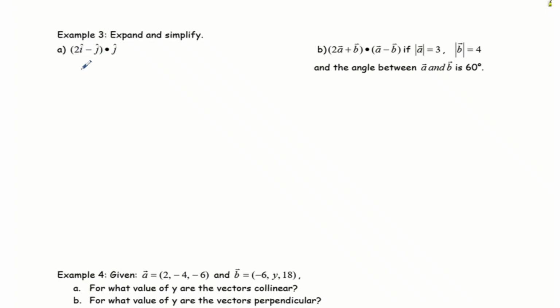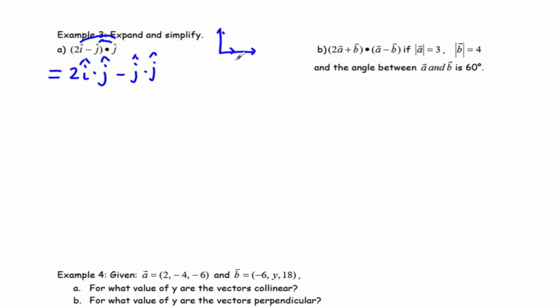So example 3, this is a dot product, but this one is in unit vector form. So (2i minus j) dot j. Then we are going to, just like multiplying, expanding polynomials, monomial times binomial, each term in the bracket times the monomial. So 2i dot j minus j dot j.